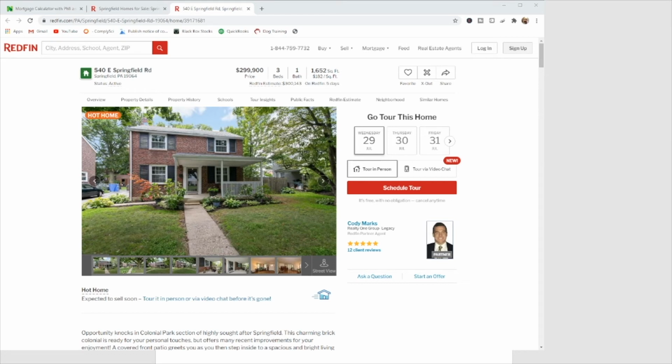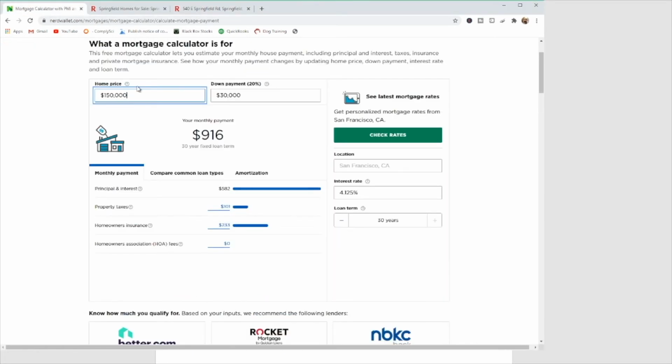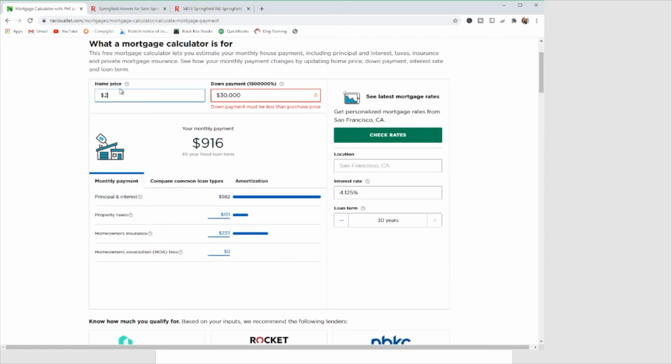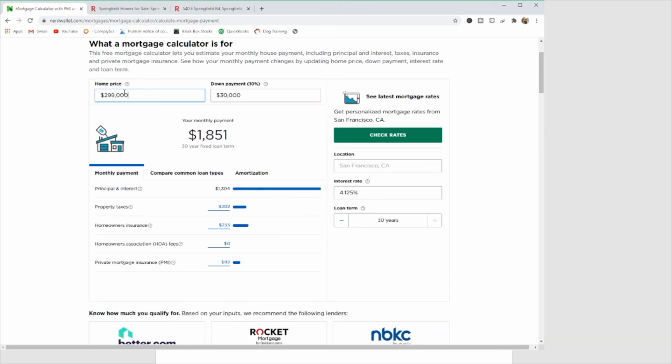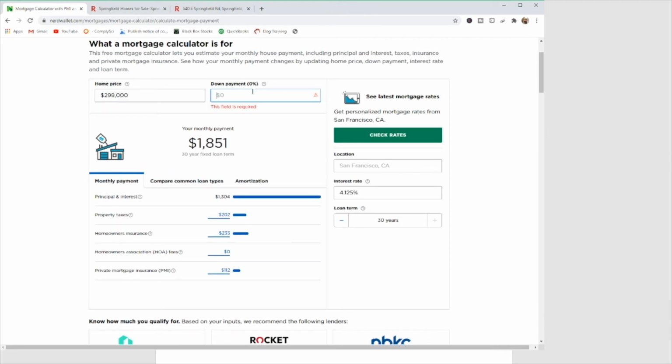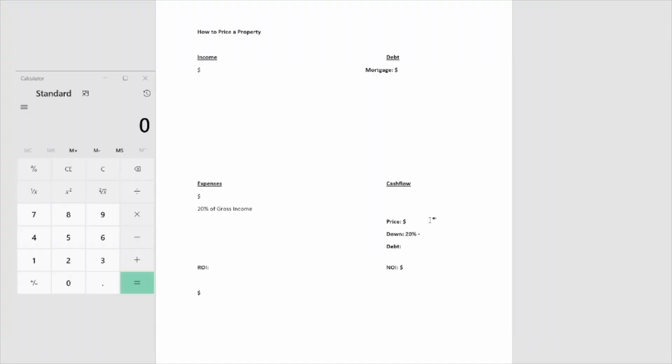So in this case here, we have a house in a local neighborhood that is selling for $299,000, right? And the square footage is 1,652 square feet. It is 3 bedrooms and 1 bathroom. So let's go over here and let's say $299,000. And we're going to put 20% down, which in this case would be $60,000. And in my area, this is pretty normal, a pretty normal house.